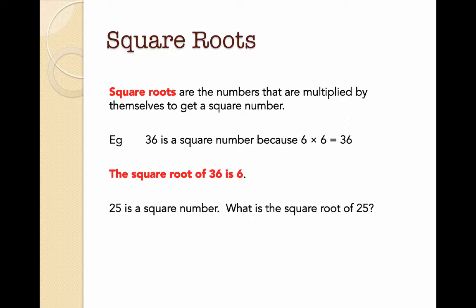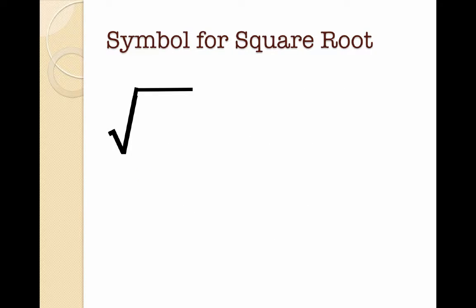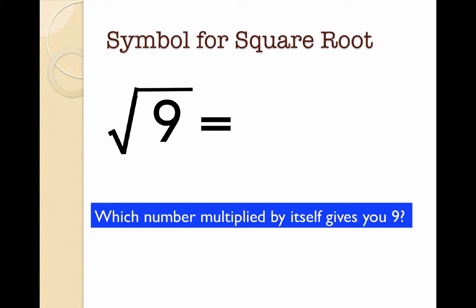What number multiplied by itself gives you 25? If you said 5, you'd be right, because 5 times 5 gives you 25. The symbol for square root looks like this. A typical question would be, here's the square root of 9. This means which number multiplied by itself gives you 9. And if you know your times tables, you'll know that 3 times 3 gives you 9. So the answer is 3.